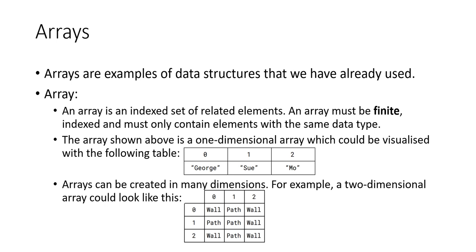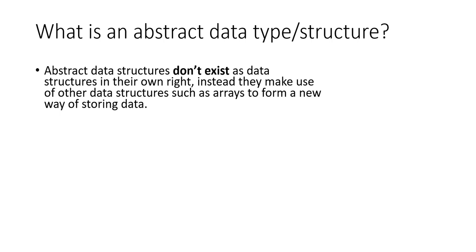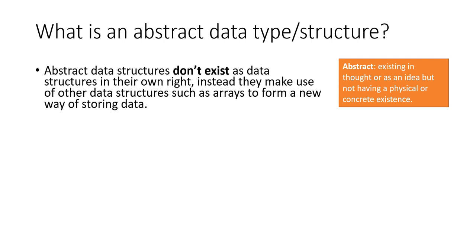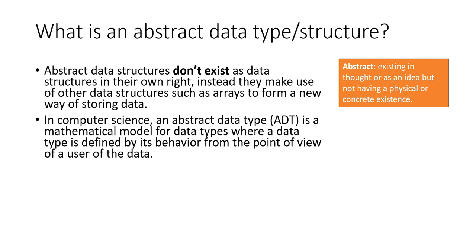So we're going to move on and remind ourselves what an abstract data type is. Abstract data structures don't actually exist. They make use of existing data structures such as arrays for storing data, but they don't exist themselves. The idea of something being abstract is that it exists in thought or an idea, but doesn't have a physical or concrete existence or presence. In computer science, an abstract data type is a mathematical model for data types where the data type is defined by its behavior from the point of view of a user.